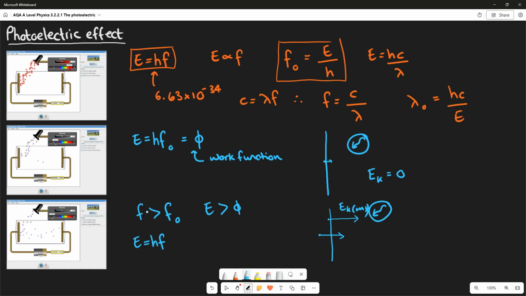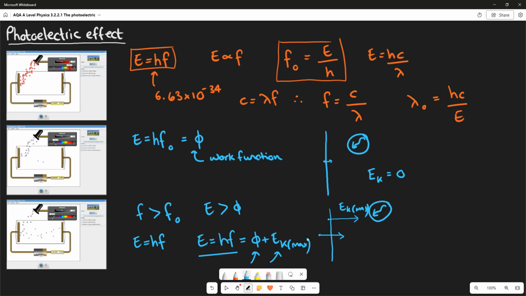And the frequency and the energy and the work function are related with this equation. The energy in the photon, which is equal to hf, is equal to the work function plus the maximum kinetic energy. This is the energy that's delivered. This is the work function that needs to be used to escape the surface. Anything that's left goes to kinetic energy.